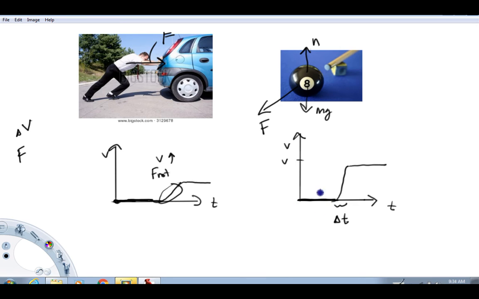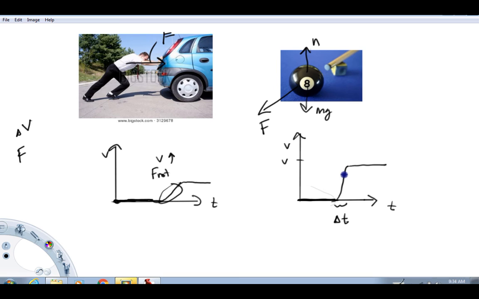Before the stick was in contact, the velocity is zero and not changing. After the stick leaves the contact, or after there's no contact, the velocity is typically pretty much constant. It's what's happening in this region. While the stick is actually in contact with the ball, we're now going to have a net force, and that force is going to change very quickly, in this example, the velocity of the ball.